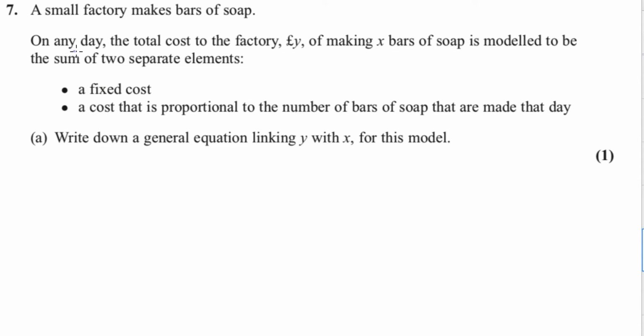So it says on any day, the total cost of the factory, Y, of making bars of soap is modelled by a fixed cost. So the cost of the factory Y is some fixed cost, let's call that C, and then a cost that's proportional to the number of bars of soap that they make. The number of bars of soap is X, so it's going to cost them some money per bar of soap. It's just a Y equals mx plus C equation. So it's proportional to the number of bars of soap that they make plus some additional fixed cost per day.